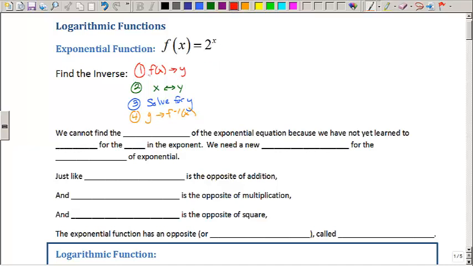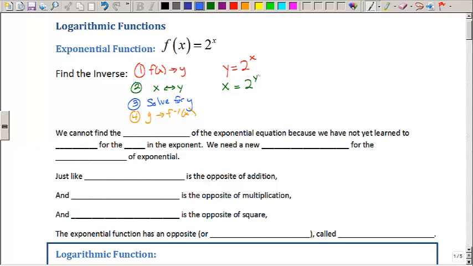My first step says take f of x out and replace it with y. So I have y equals 2 to the x. The second step says take my x and my y and interchange them. So I have x equals 2 to the y. Step 3 says to solve for y. So I need to get the y all by itself on one side of the equation.